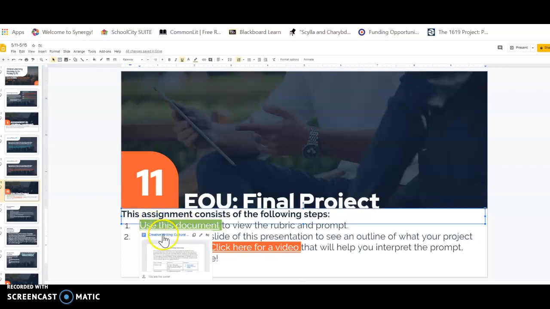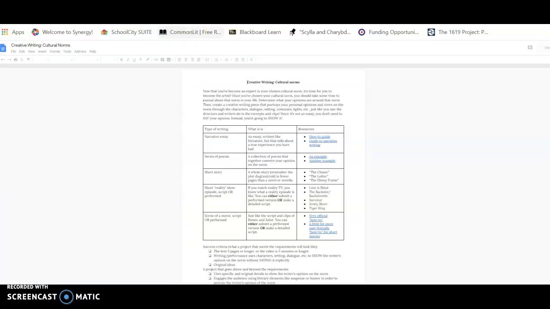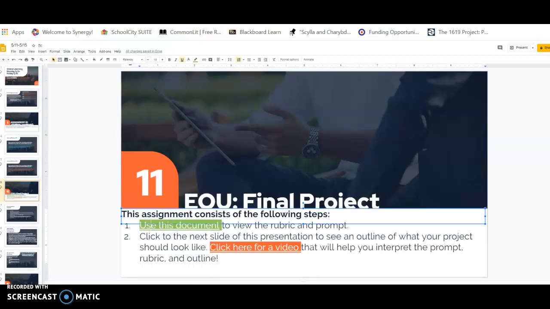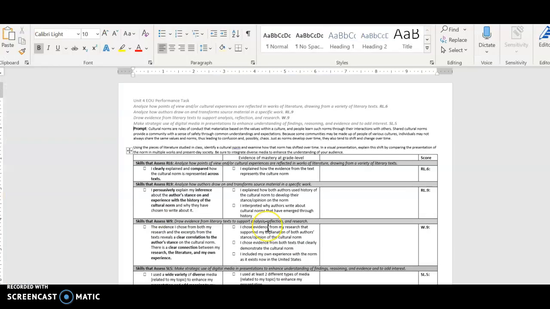So if you click on this link here, which probably you already did, that's the wrong document. Okay, it should open up this document. I'll fix that link. So here you have the prompt and you have the rubric.